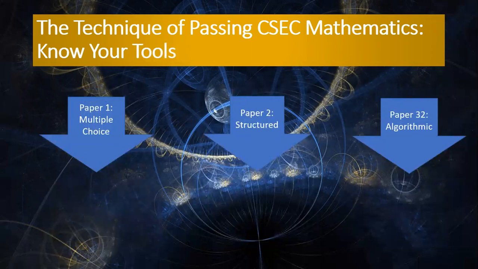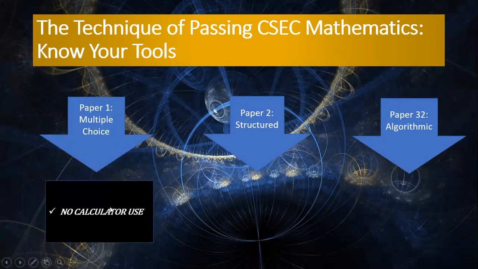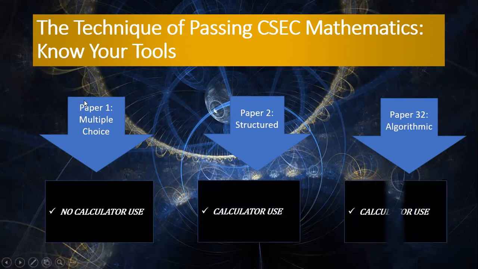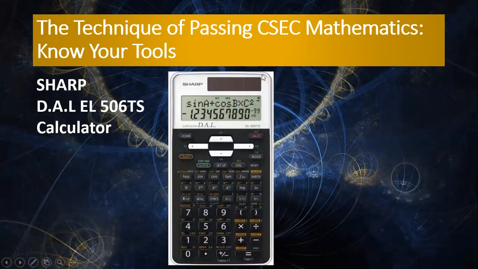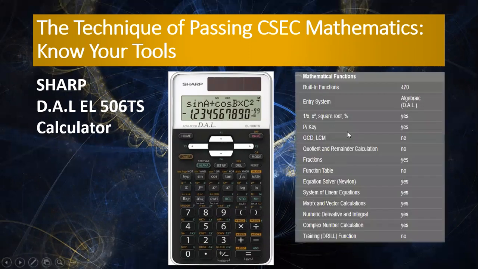The next technique: know your tools. Multiple choice, no calculator use is allowed. So don't go depending on the calculator. Calculator use is forbidden in Paper 1. In Paper 2, you can use a calculator, and in Paper 3, you can use a calculator. I recommend this calculator highly. There are lots of important functions that will help you to be successful. And these are some of the functions we have here.